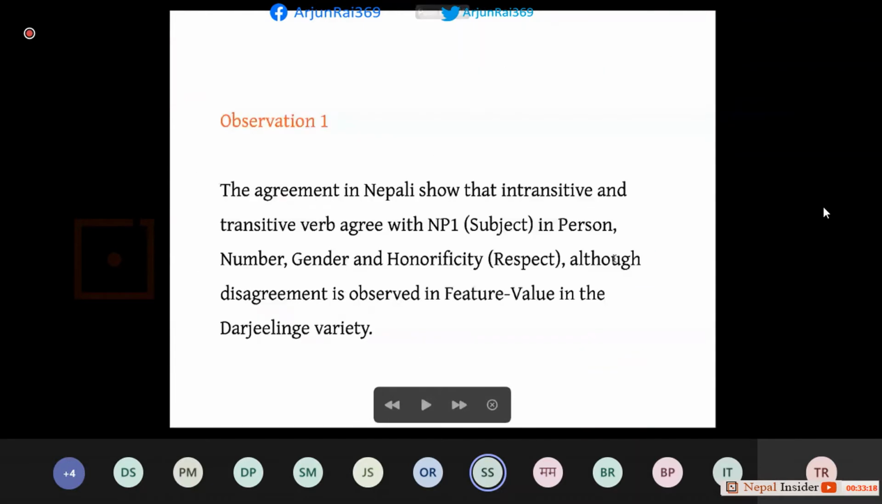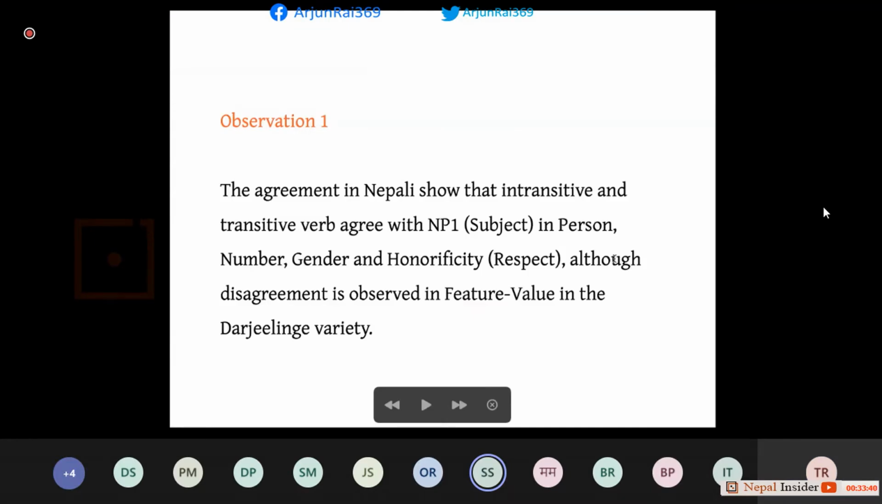If you look into the Nepali agreement system, what is seen is that intransitive as well as transitive verbs agree with the subject in person, number, gender, and honorificity. So this is one of the hallmarks or typological characteristics of Nepali. Irrespective of ergative marking on the subject, there is subject agreement.